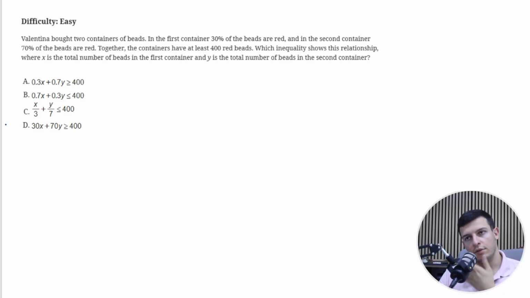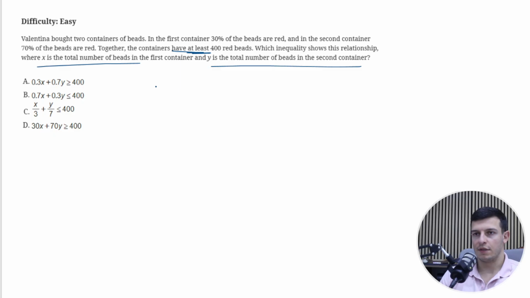Valentina bought 2 containers of beads. In the first container, 30% of the beads are red, and in the second container, 70%. Now, percent is key here. We have to pay attention. It's not 30 of them, it's percent. Together, the containers have at least 400, another keyword, at least 400 red beads. Which inequality shows this relationship where x is the total number of beads in the first container and y is the total number of beads in the second container?